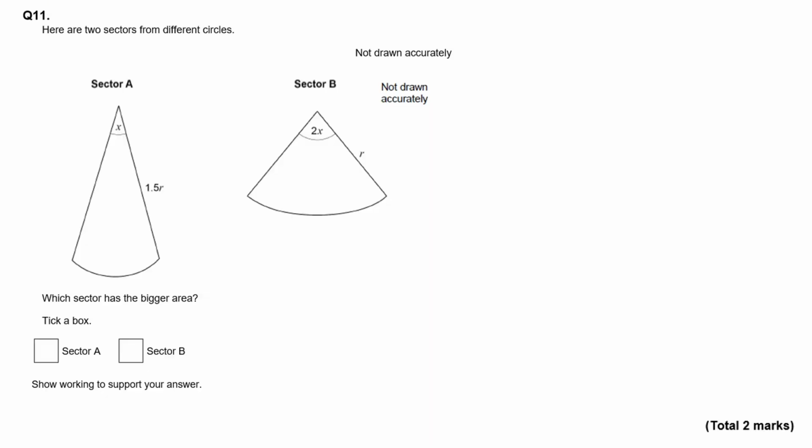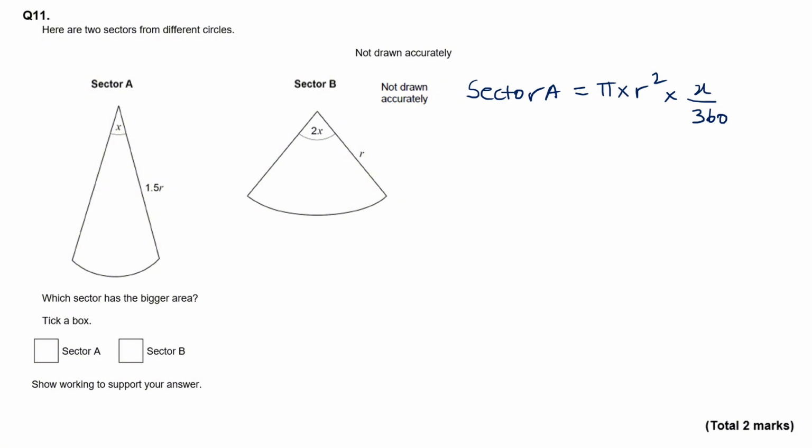Question 11. Here are two sectors from different circles, sector A, sector B. They're not drawn accurately. Which sector has the bigger area? This is an interesting question for a total 2 marks. To find the area of a sector, we do pi r squared as usual, but we need to take into account that we're only looking for this much, which is x out of the 360 degrees.